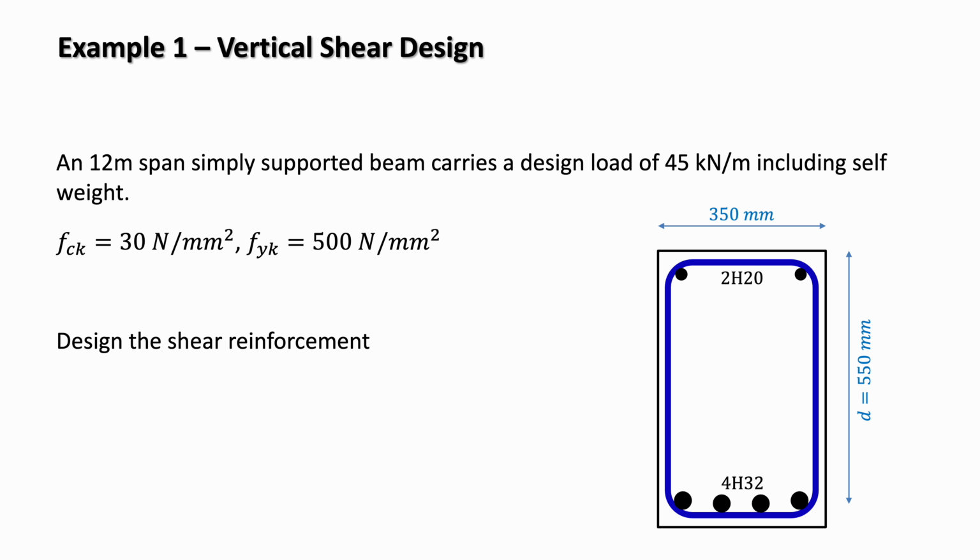And this is the exercise that we're going to demonstrate the procedure on. We've got a 12-meter span, simply supported beam. There's a load of 45 kilonewton per meter on it, which includes self-weight. We can see here the cross-section of that beam: breadth of 350 millimeters, an effective depth of 550, and the reinforcement for bending has already been calculated, with 4 bars of 32 in the tension zone and 2 bars of 20 in the compression zone. We're also given the strengths of concrete and steel, and we need to design the shear reinforcement.